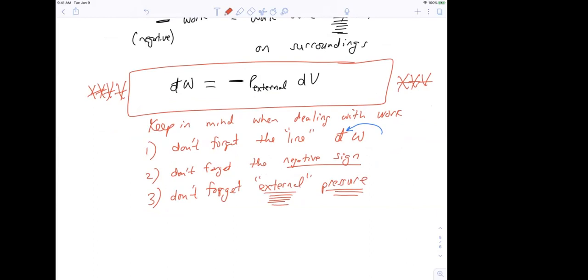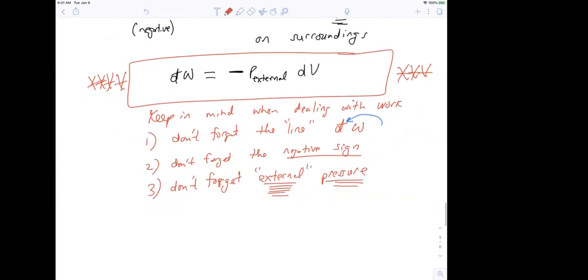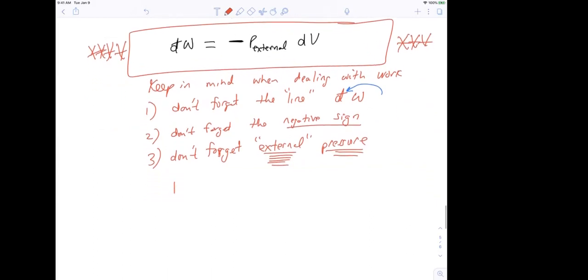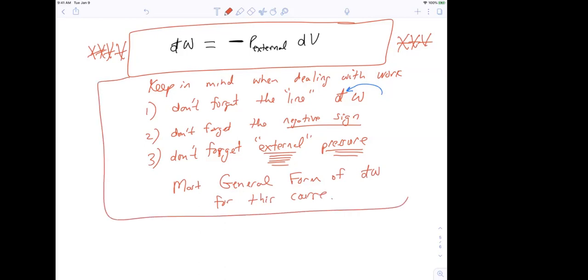Okay, so this is the most general form of the work that we're going to use in this course. So let me just, and this is the most general form of dW for this course. Okay, so some important things here to keep in mind. Okay, great. Any questions? I'm going to move on.